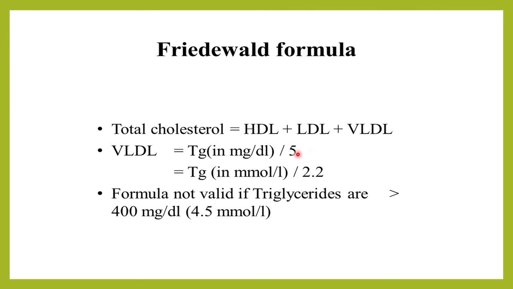So this is VLDL. Total cholesterol is what? HDL plus LDL plus VLDL. VLDL is equal to triglyceride divided by 5. But if the triglyceride level is more than 400 milligram per deciliter, this formula will not hold true.